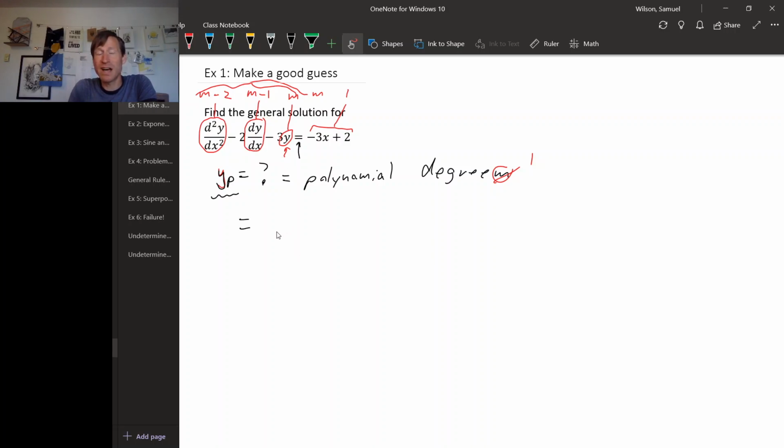In other words, we're going to have some undetermined coefficients that we need to figure out somehow. So maybe something like a times x plus b. Right, a degree 1 polynomial will have an x term, but we don't know the coefficient, and it will have a constant term, but we don't know the coefficient. So that's our guess for y sub p. Now, having these undetermined coefficients is what gives this whole trick its name. This is called the method of undetermined coefficients.